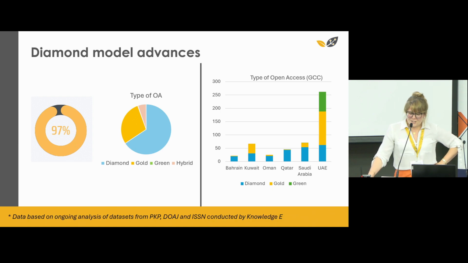So by contrast, France alone has over 42,000 in the ISSN database, though only 10% are currently listed as open access. So clearly there's a lot of room for regional growth across the Arab states.